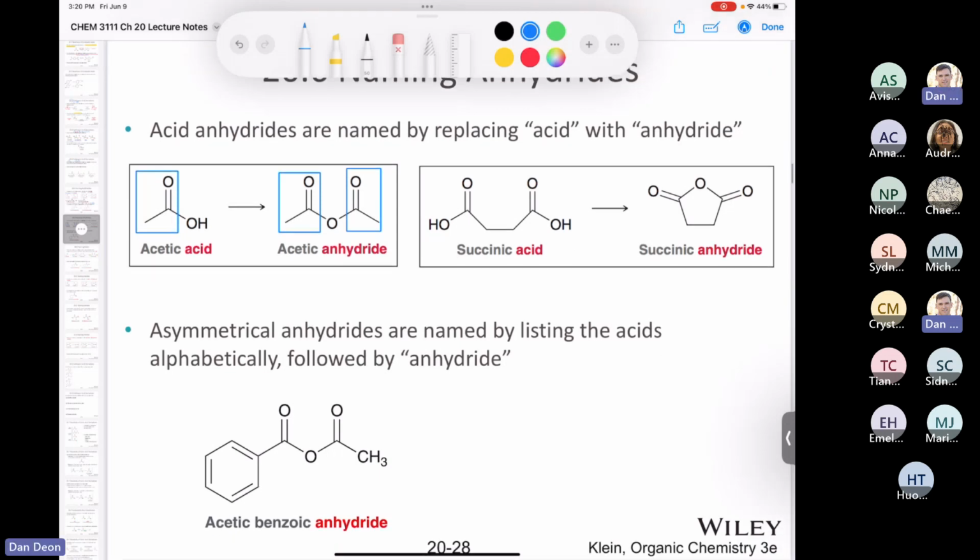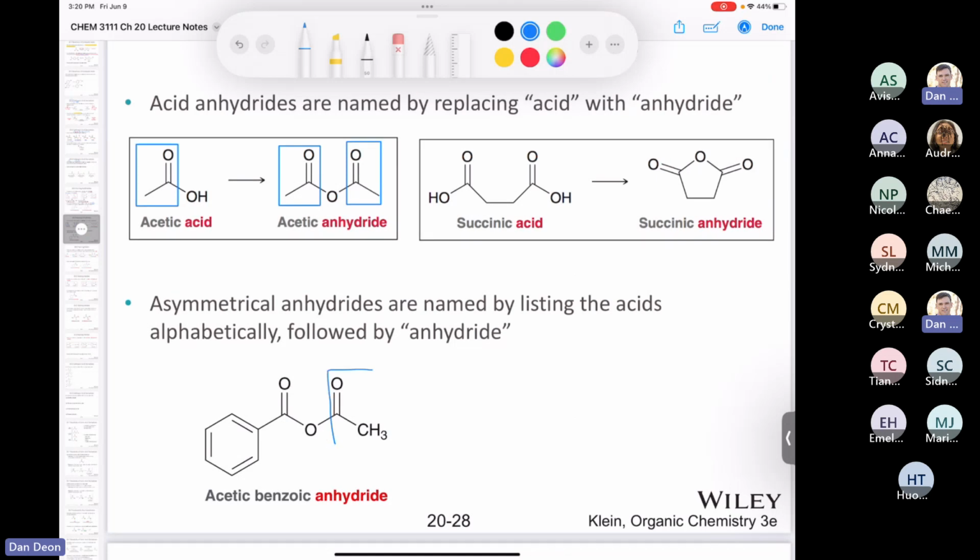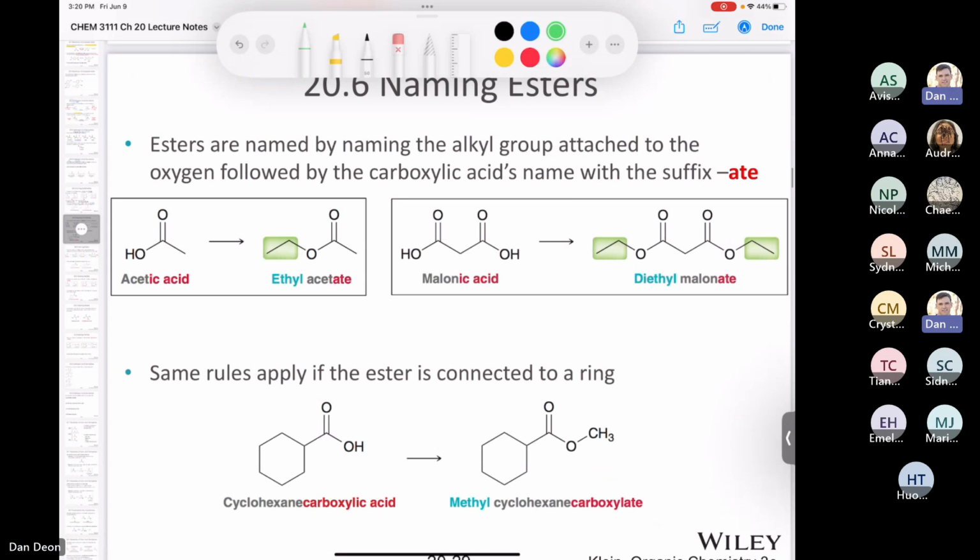And then if you have an asymmetric anhydride, you list the acids in alphabetical order and you follow them up with anhydride. So we have the derivative of acetic acid here. So this is the acetic portion. And then you have benzoic acid. That derivative is over here, so benzoic. And then we put anhydride as the suffix like that.